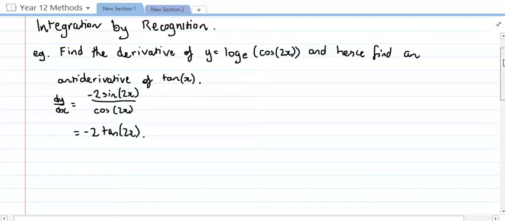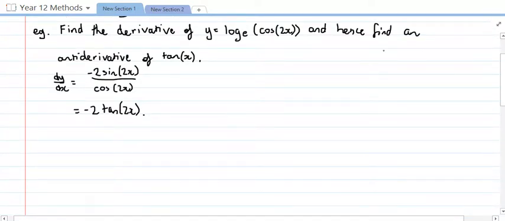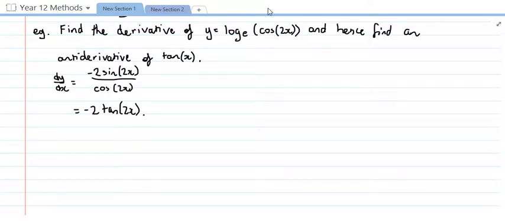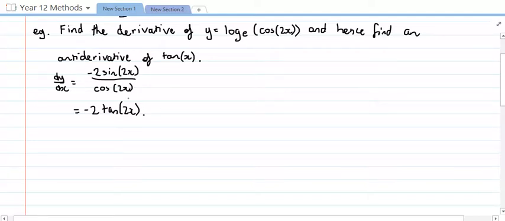So this is what integration by recognition is, okay? We have differentiated this original function here, and we have arrived at this answer here. Now what that means is that when we anti-differentiate this, it's going to turn it back into the original function. So what I can conclude is that the antiderivative of negative 2 tan 2x dx is equal to the original function that we started off with, which was log e of cos 2x.